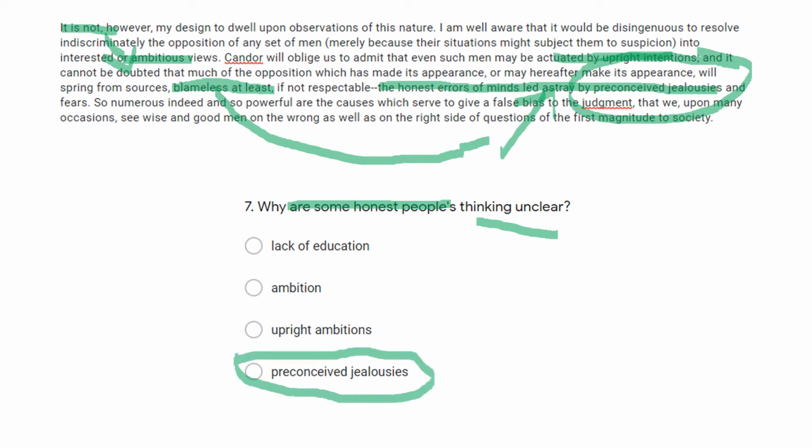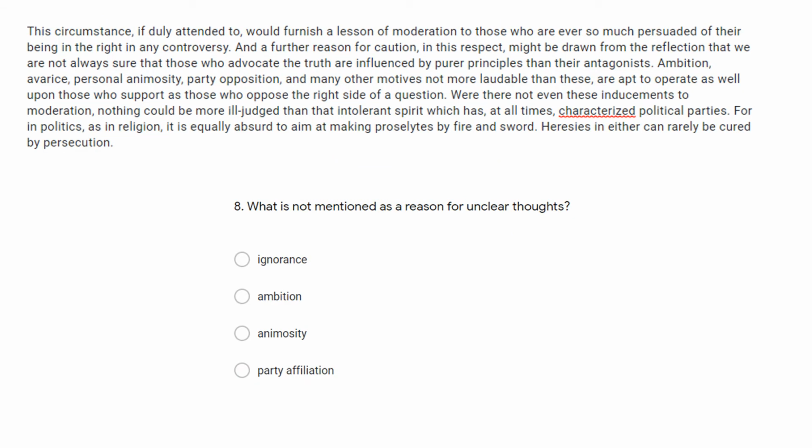So the last one is the correct answer. Preconceived jealousies. Don't get confused by the ambition and the ambitions. It begins by saying it is not about ambition. The honest people, the blameless people, may have honest errors, true errors, because they are led astray by these jealousies, by these preconceived jealousies.